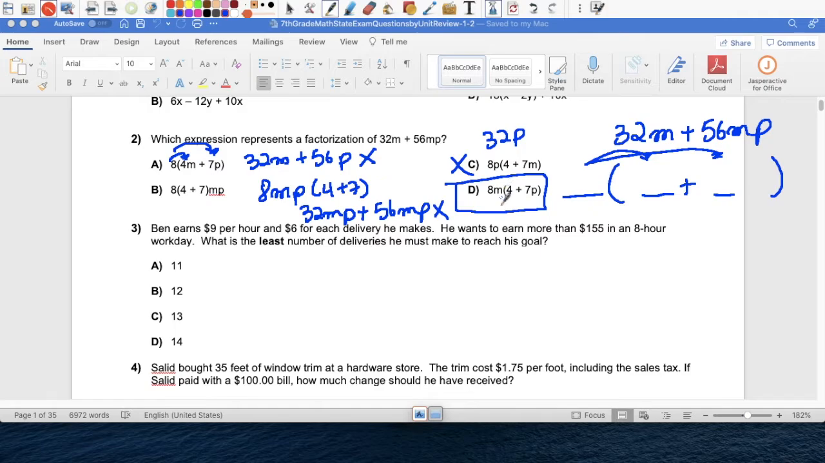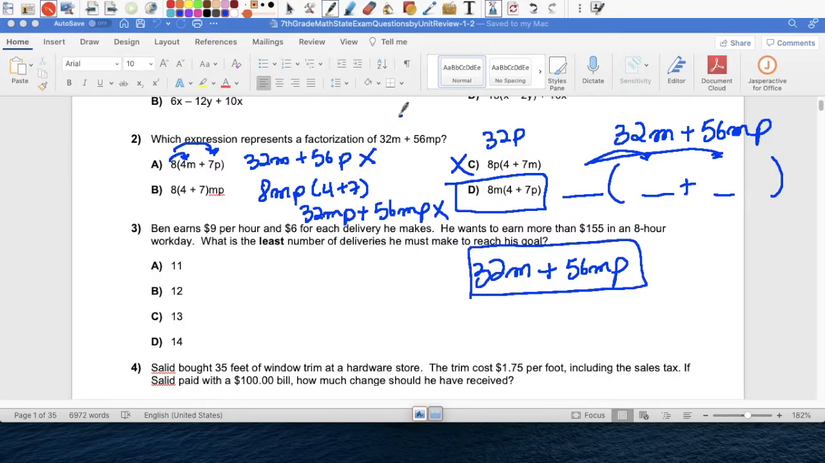But just if you want to practice, 8m times 4 is 32m. A positive and a positive is a plus. 8m times 7p is 56mp. And there is our answer. So you can use your multiple choice to your advantage and do one by one. Or you could have done the prime factorization. Sorry, not prime factorization. Find the GCF.